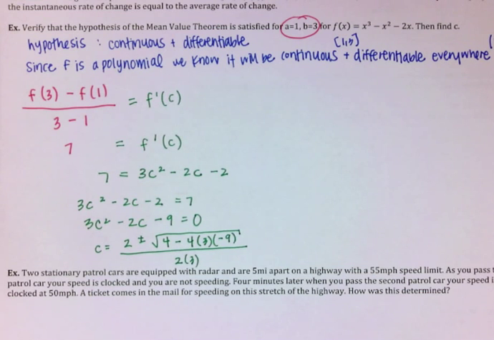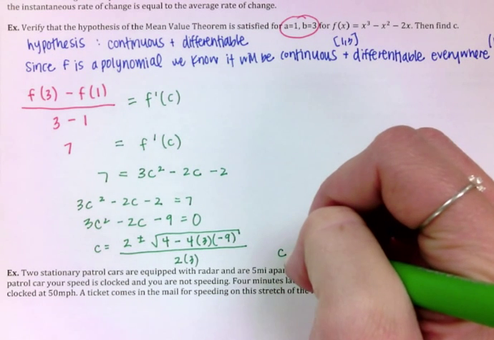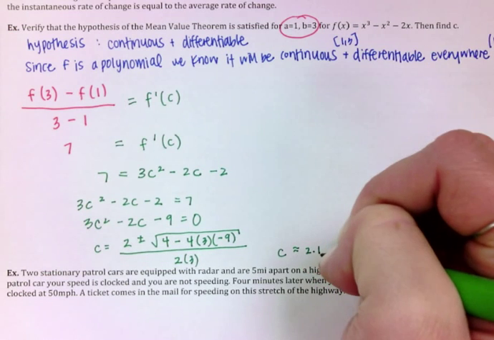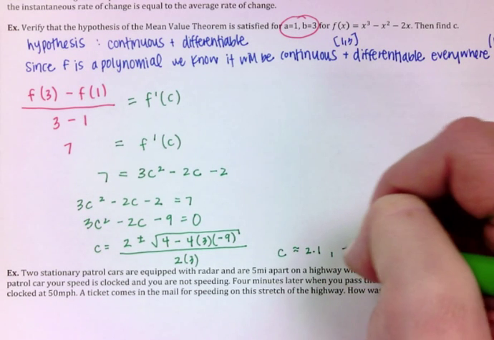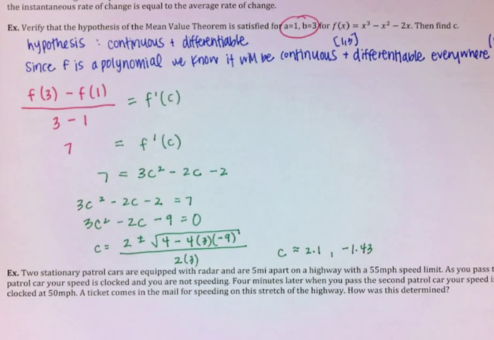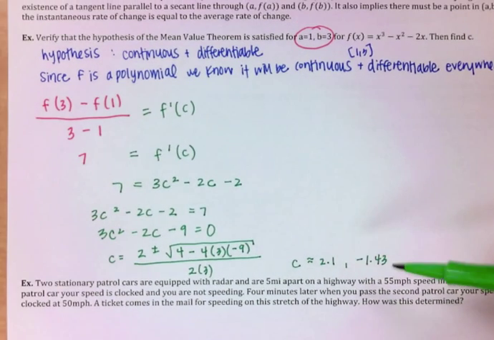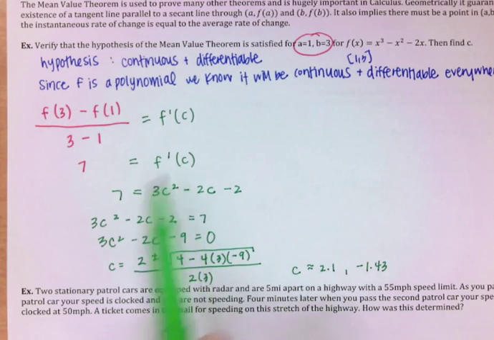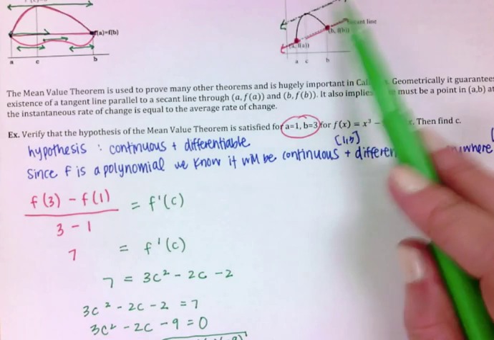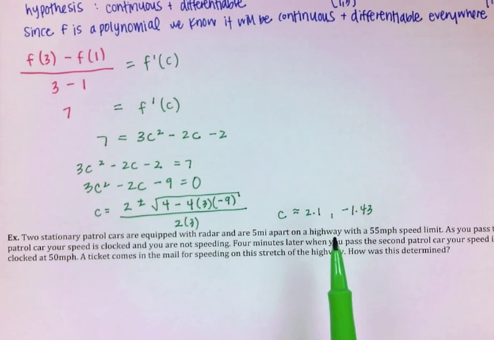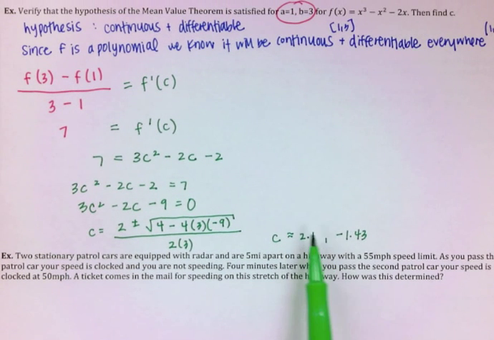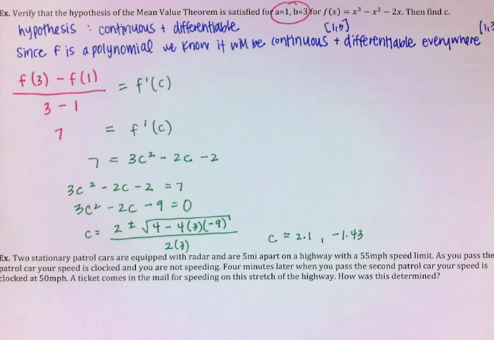So here we go. Plug that into your calculator, and you get that c is approximately 2.1, and the other value is negative 1.43. So this happens twice. The derivative is equal to 7, which means the slope of your tangent line is 7 in 2 spots on this f. It's equal to that at 2.1 and at negative 1.43. So let's look at that graphically to figure out what we're looking at.